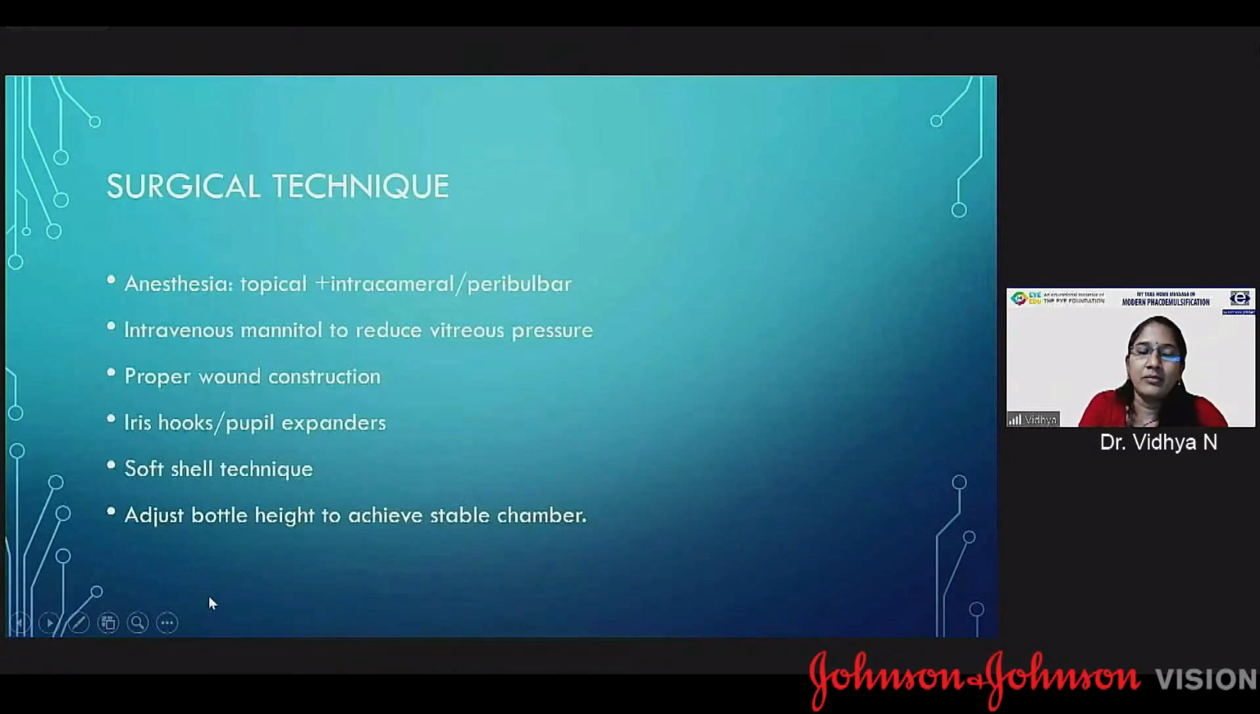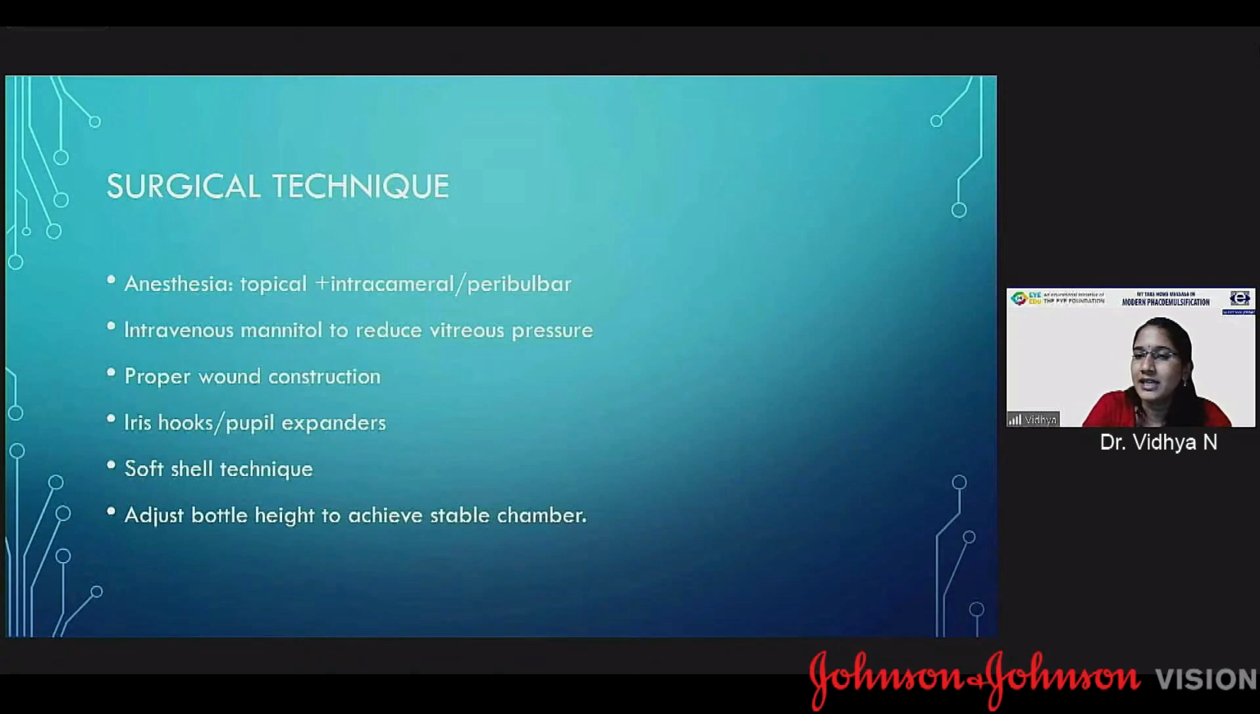Surgically, when we perform phacoemulsification, the anesthesia would be topical and intracameral, or a peribulbar block would be fine. Preoperatively, we need to give intravenous mannitol to reduce vitreous positive pressure. A proper wound construction is important. A slightly anterior entry is preferred to prevent iris prolapse through the incision. Usually, these patients have a non-dilating pupil, so we might have to use an iris hook or pupillary expanders.